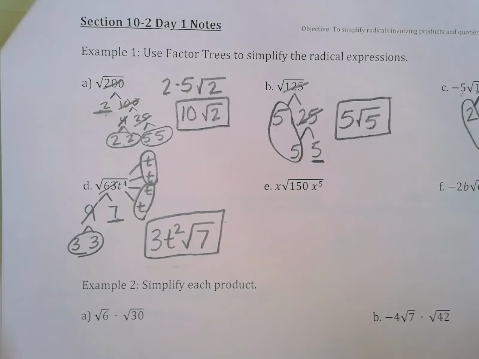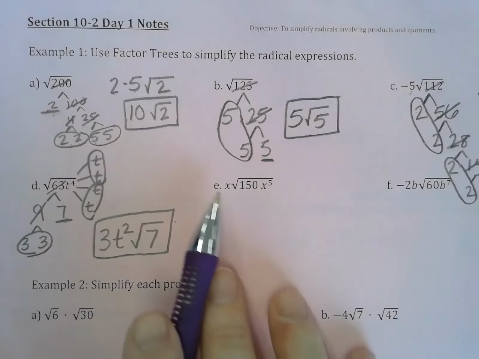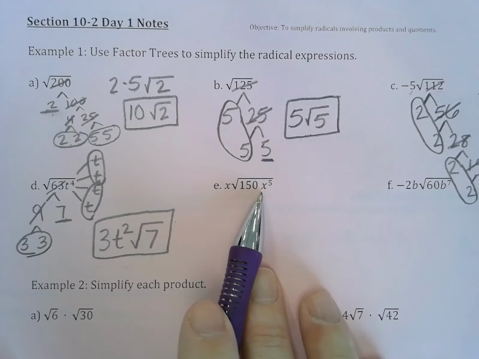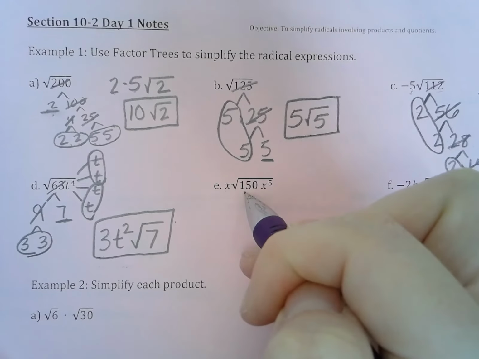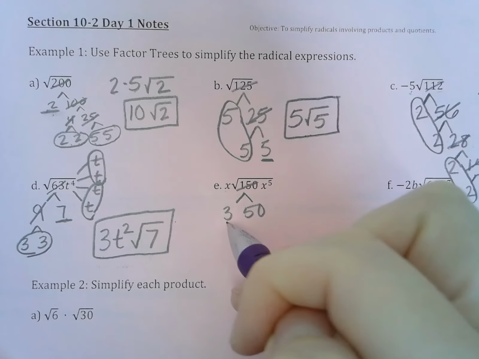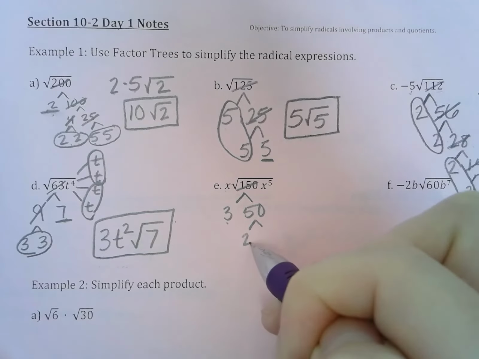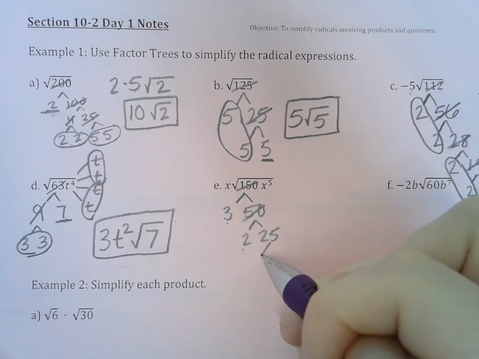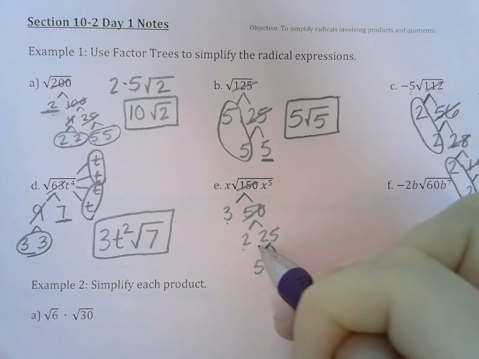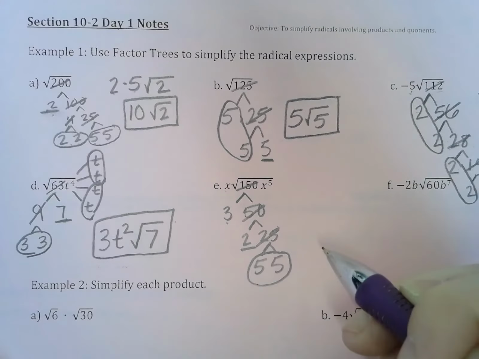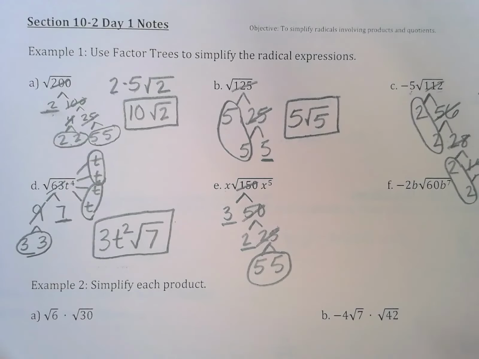Okay. For part E, now I have a letter on the outside and 5 on the inside. Sorry, I said that wrong. I have x on the outside and 150 on the inside. So I'm going to break down this 150. So 3 and 50. I can't break down 3, but 50 can break down into 2 and 25. Can't break down 2, but 25 can be broken down into 5 and 5. Okay, I have a pair of 5s. 2 does not have a partner and 3 does not have a partner.